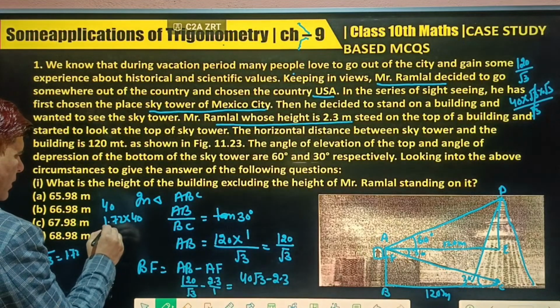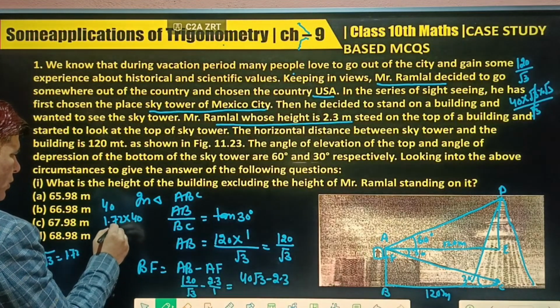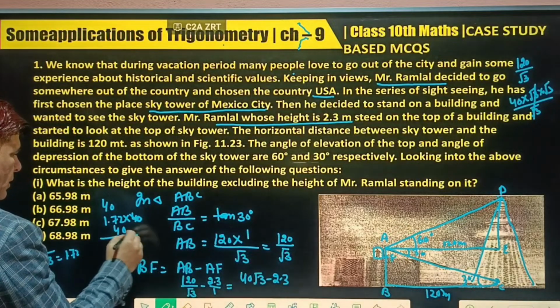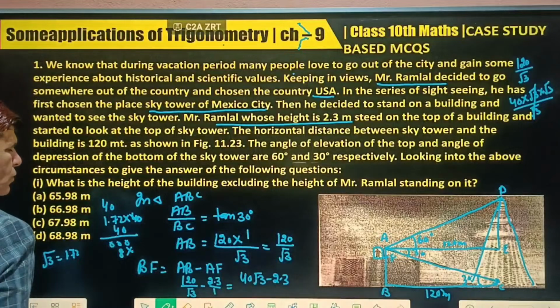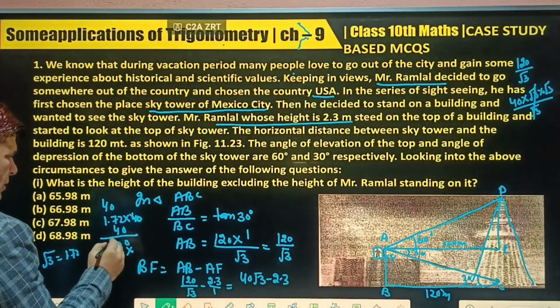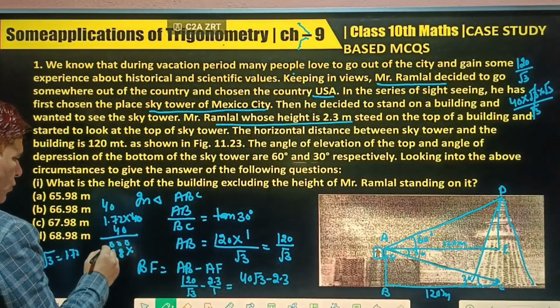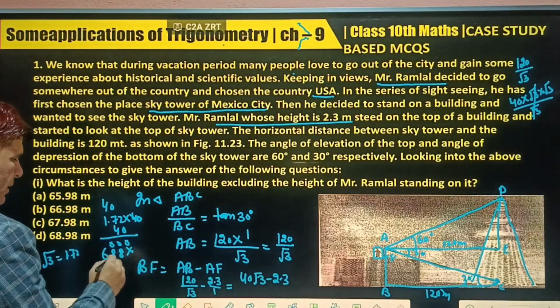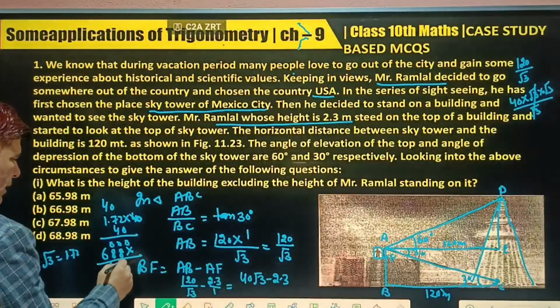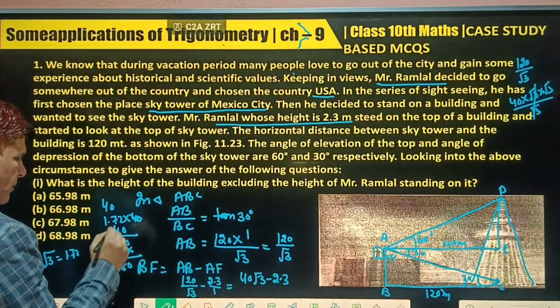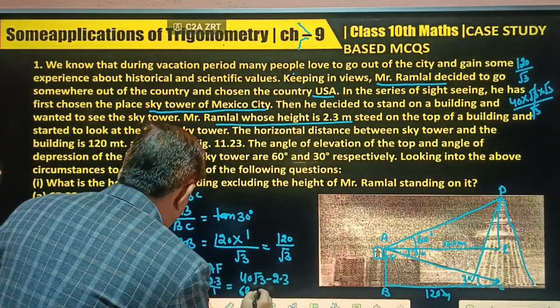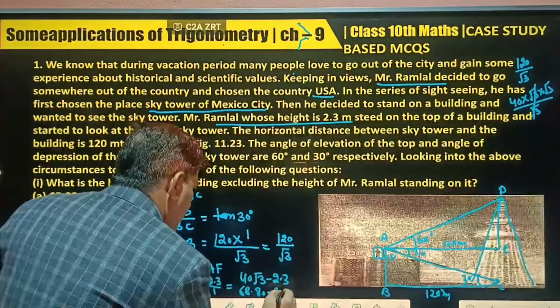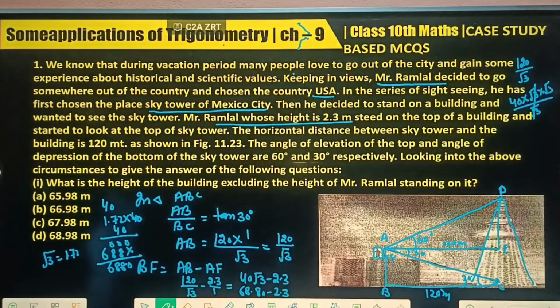So what is 40 multiplied by 1.72? 0, 0, 0, 4 eights are 32, 4 sevens are 28, plus 3 is 31, 4 twos are 8, 9, 6. So this is coming 6880. Taking two digits after the decimal, here it is 68.80 minus 2.3. So what is coming? 68.